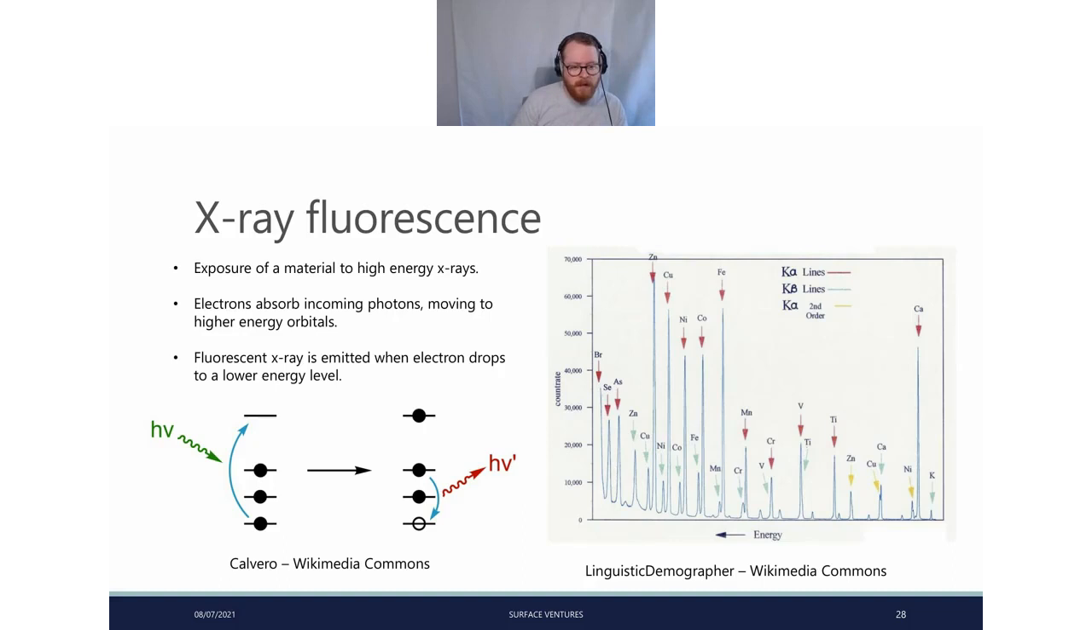And when they return to other energy shells, lower energy X-rays are emitted. And these energies are specific to the shell which they have moved from. And this is a very easy method in order to determine essentially what materials, or what elements, excuse me, your material consists of.